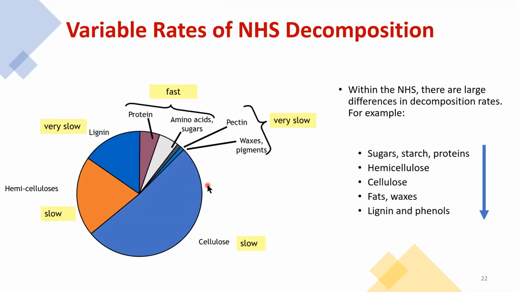We know that the humic substances have a very low rate of decomposition, but in non-humic substances there is also variation. You can see here different sugars, starch, proteins, which are more readily decomposable, then hemicellulose, then cellulose, then fats and waxes, and then lignin and phenols, which are very less decomposable.